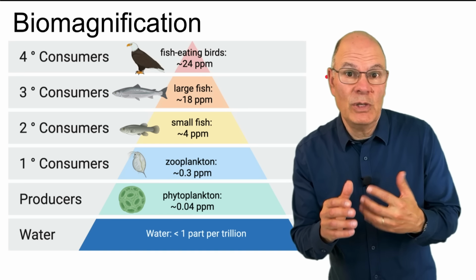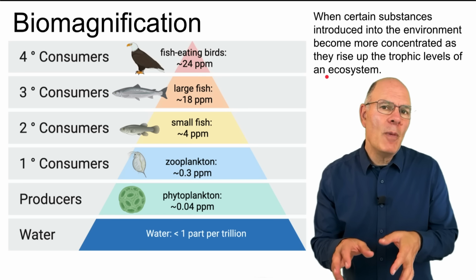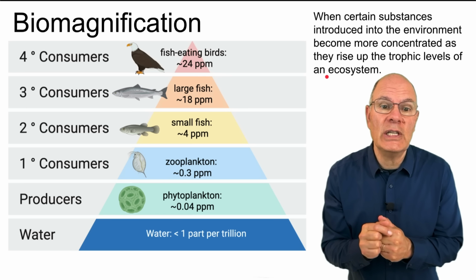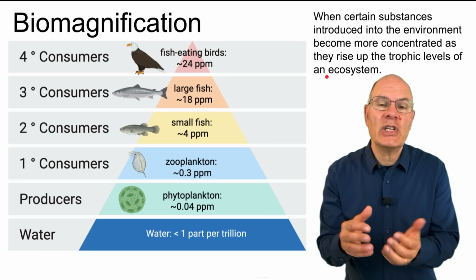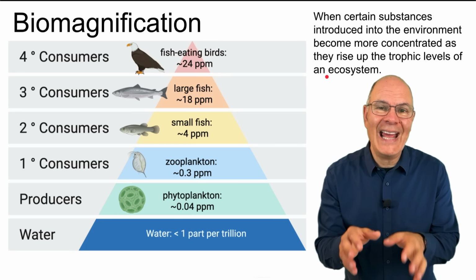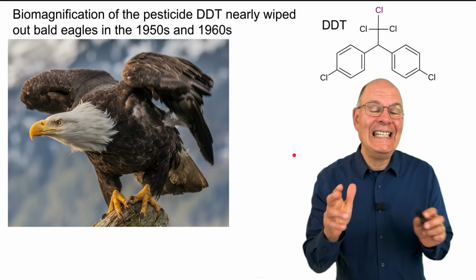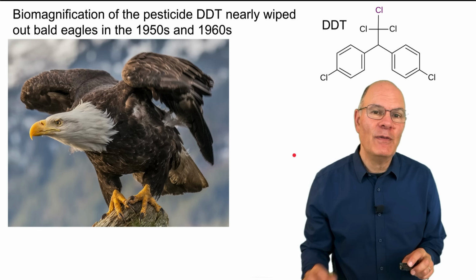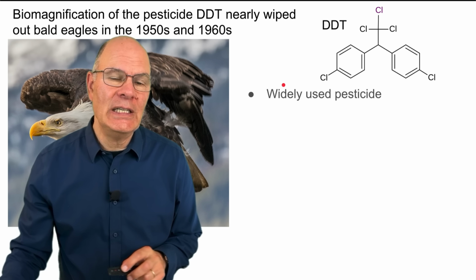Another ecosystem disruption to know about is biomagnification. Biomagnification is when certain substances introduced into the environment become more concentrated as they rise up the trophic levels of an ecosystem. Biomagnification of the pesticide DDT nearly wiped out bald eagles in the 1950s and 1960s. Here's the structural formula of DDT.